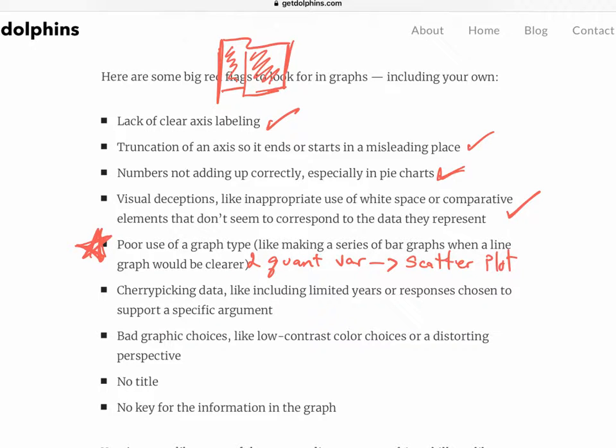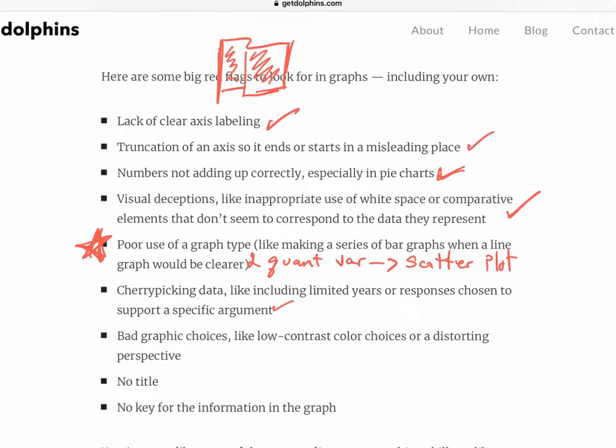If you have one quantitative and one qualitative, then you're going to have a bar graph most likely, potentially a pie chart. 90% of our graphs this year are going to be scatter plots where we add trend lines or fit lines. There might be the occasional bar graph, but they're going to be very few and very far between.